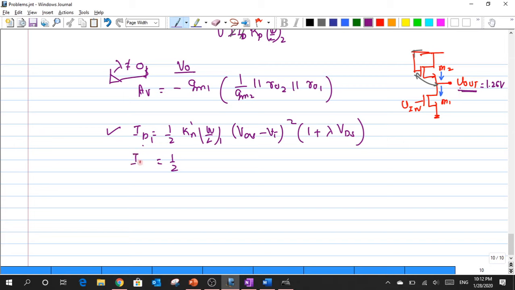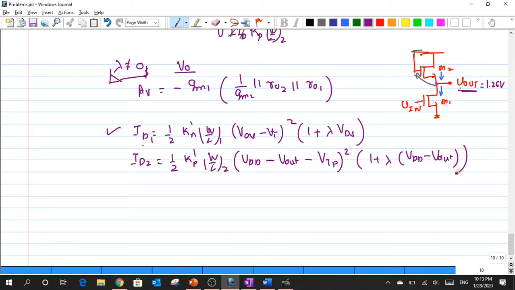where I can write this ID2 expression as K half Kp dash W by L of 2 into VGS value, and again this VGS could be derived right away from the structure, which is defined as VDD minus this Vout minus VTP, the whole square, into 1 plus lambda into, again, the VDS of this would follow the same thing, like VDD minus Vout. Okay, so I'm just trying to include all the possible ways I can include this Vout into account.